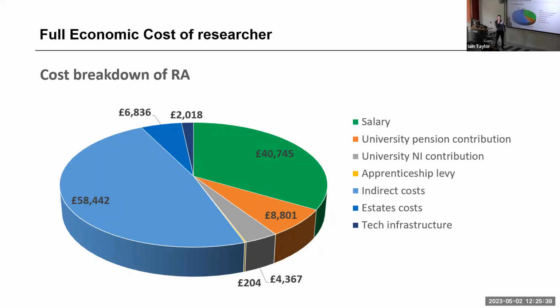Yeah, Johnny? I was just going to ask, do you know how the funders ended up saying, right, we're going to pay 80%, not 100%? That's a good question. The overvaluing of the full economic cost? I don't know. I think it's possible that they want the institutions to make a contribution themselves. Some funders have a different rate.